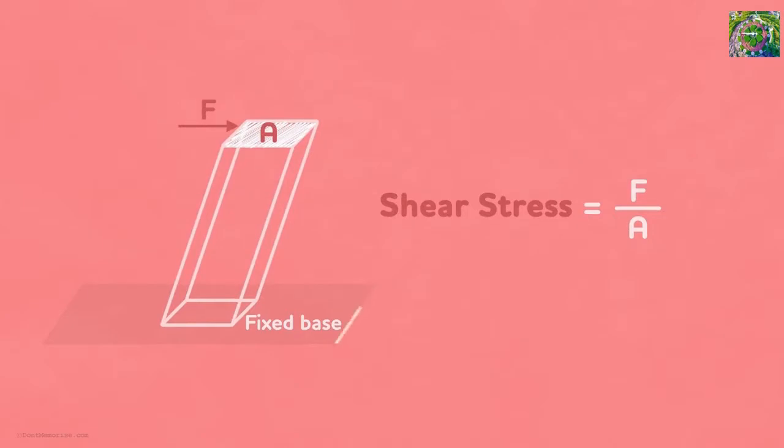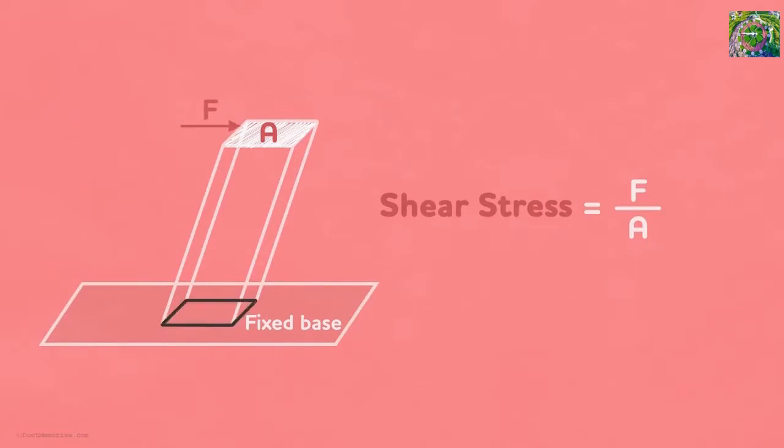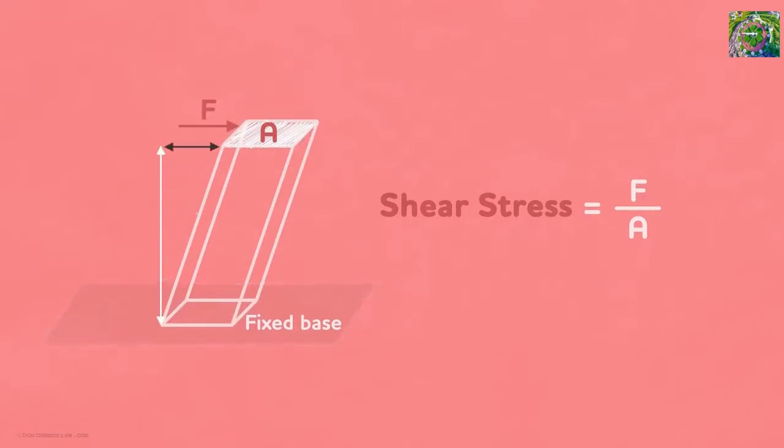Note that the beam is fixed to the base, so this cross-sectional surface will remain where it is, whereas the cross-sections above it will all get displaced to the right by increasing amounts. Now look at the maximum displacement here. Let's call it delta x. We know that this length is L. It's perpendicular to this. Also notice that there's an angle formed here. We can call it theta.